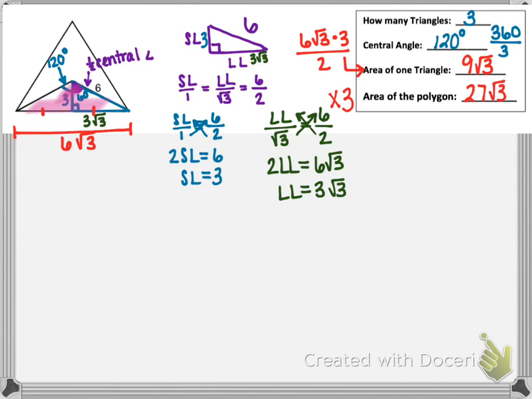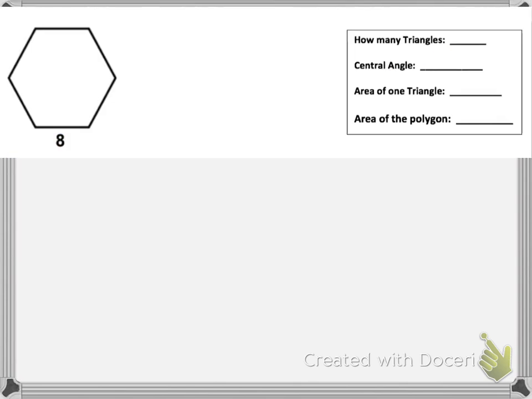All right, so let's go ahead and take a look. It might take you a second to count how many sides this has, or you might recognize it and know, oh, hey, that's a hexagon. And remember, hexagons have 6 sides, so in this I will have 6 triangles.